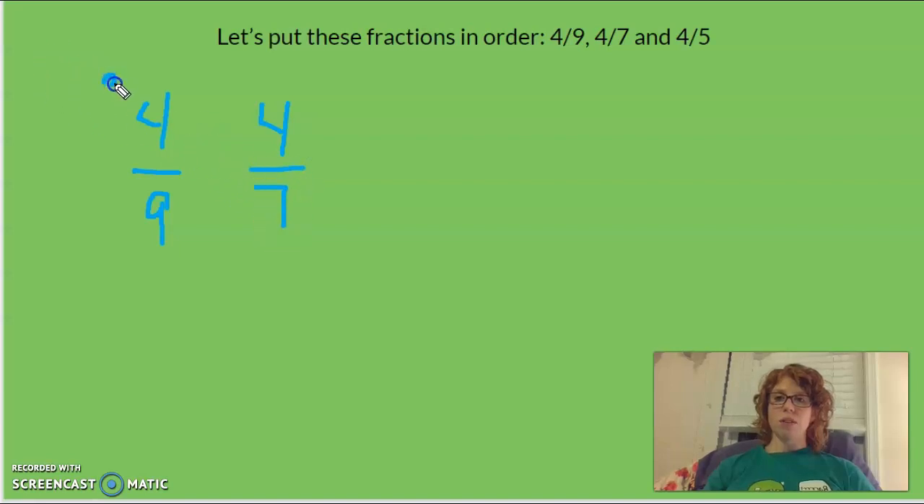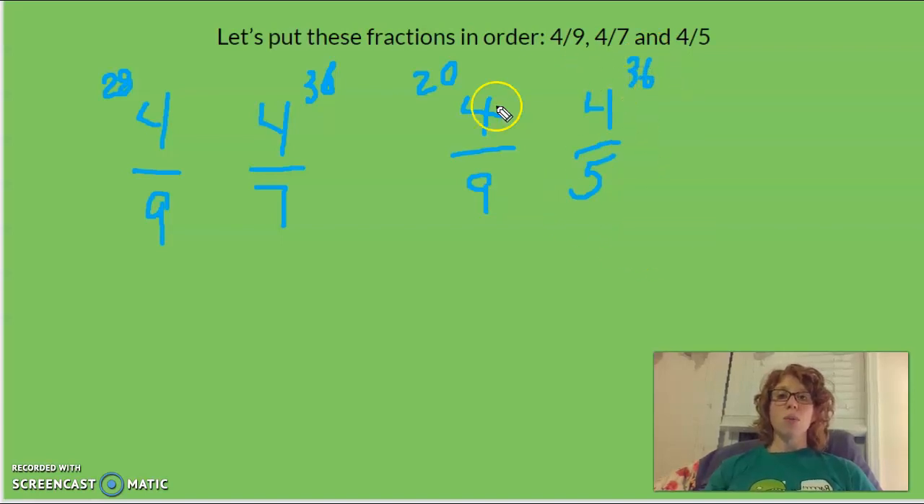Okay, 7 times 4 is 28. 9 times 4 is 36. So it's looking like 4/9 is smaller than 4/7. Let me make that look like 36 instead of 30. All right, so let's compare 4/9 and 4/5. Five times 4 is 20. 9 times 4 is 36. I almost said 32. Woo! 36. So when I'm comparing 4/9 and 4/5, 4/9 is smaller.